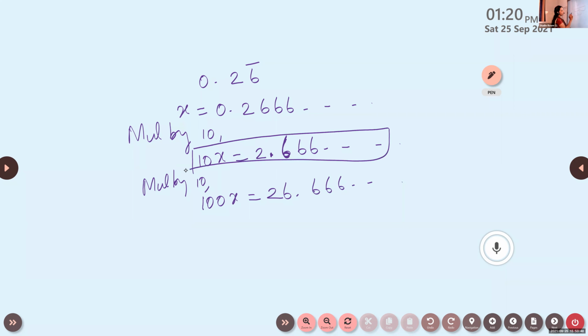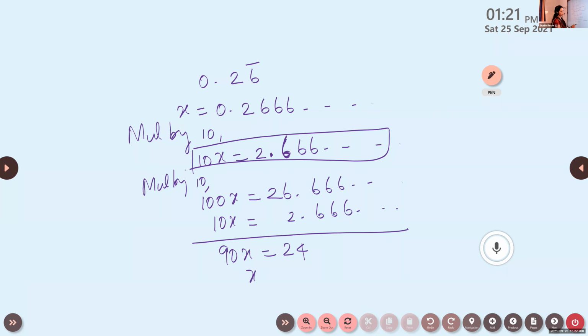This 10x we should subtract, not this one. So 10x is equal to 2.666 and so on. So when you subtract it, you will get 90x is equal to 24. So what is x? 24 by 90. So you can simplify this and you can write the rational form. This form we have learned in 9th standard.